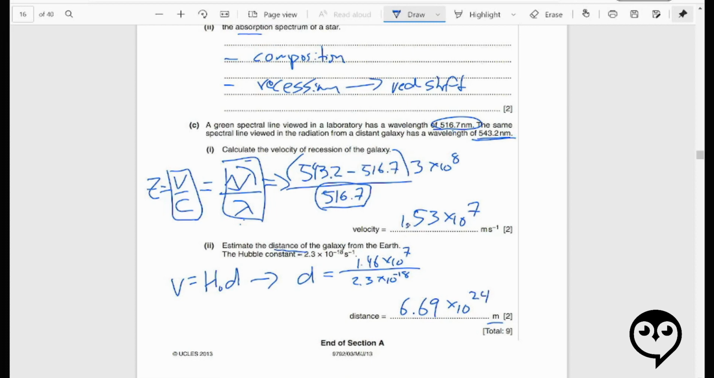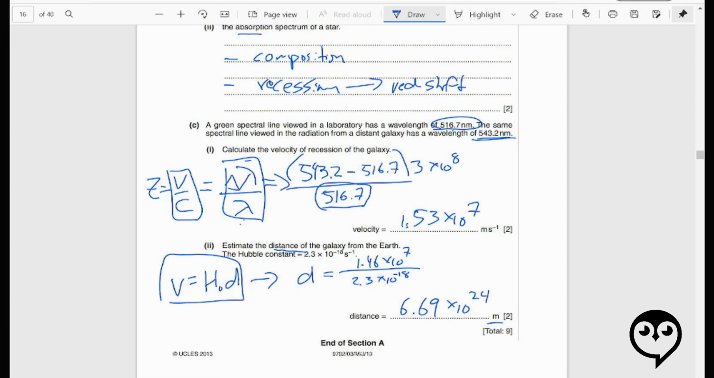You get an answer of 1.53 times 10 to the 7. You should always get something which is less than the speed of light. Okay, and then we plug it in here to find our distance. We rearrange our Hubble equation, and you just take that and divide by the constant they give you, and you get 6.69 times 10 to the 24.